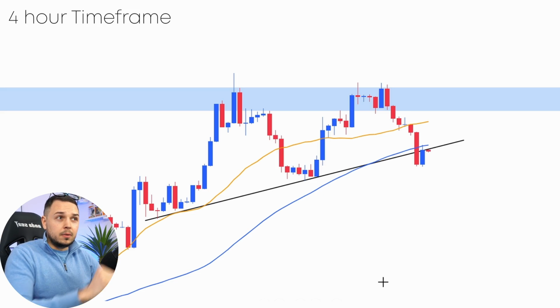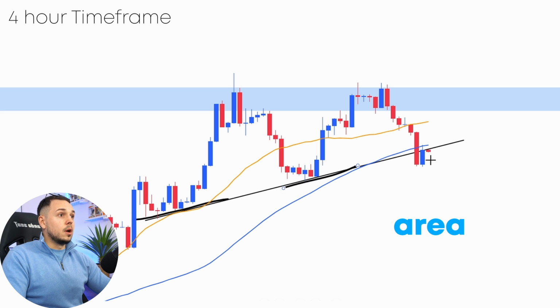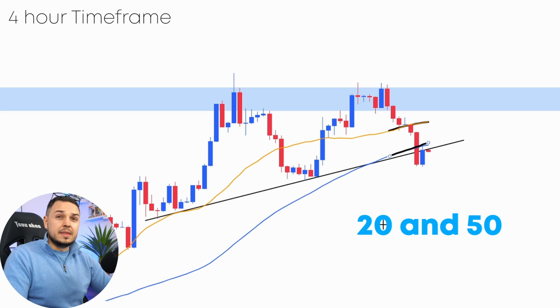So this is the 4-hour time frame. And once we mark all the important area zones, we can see what's going on. So what do we have? We have a strong candlestick moving towards the downside. It just recently broke this previous area of trend line support. It also managed to break the two moving averages, 20 and 50.